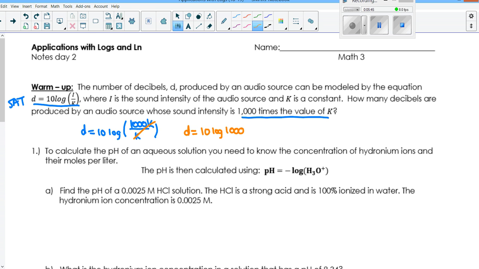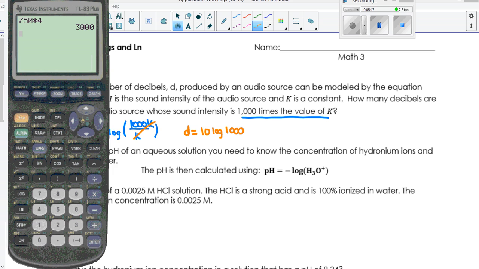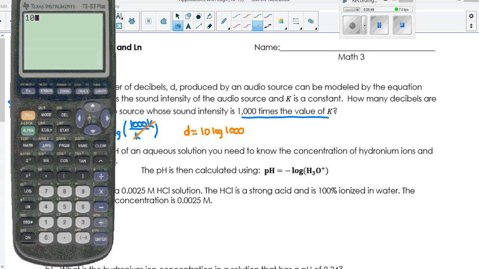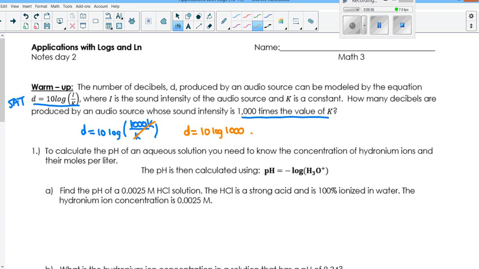But I'll just use my calculator so we can get to the notes. So 10 log of 1,000, so 30. So it would be 30 decibels. But yeah, so that's how the SAT worded it.